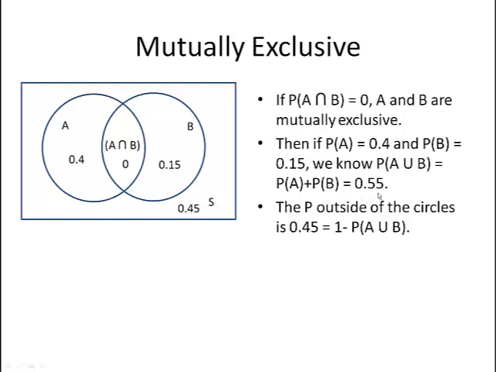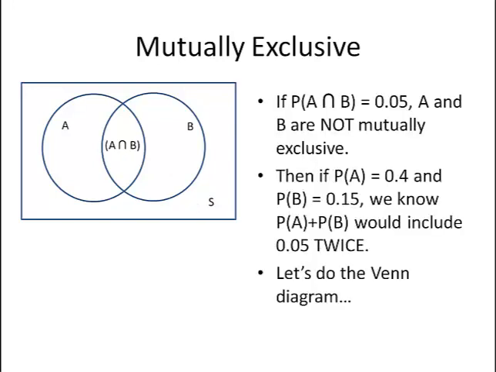Now, if we wanted to figure out what the probability is outside of the circles, what we do is start with 1, which is the probability that S will happen. Remember, S is all possible outcomes, so there has to be something that happens. And we're going to minus off the probabilities that we don't want, which is the union of A and B. That equals 0.55, so outside the circles is 0.45. So there you go. Now, what happens if they are not mutually exclusive?